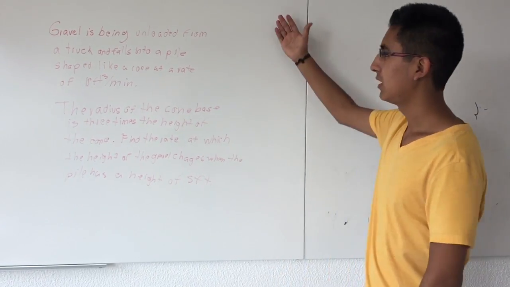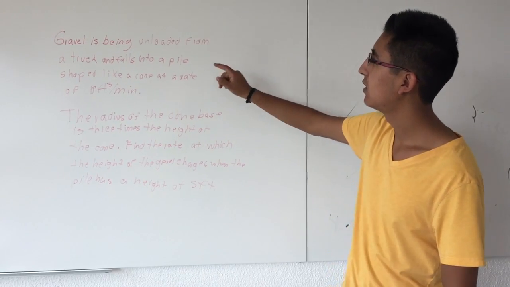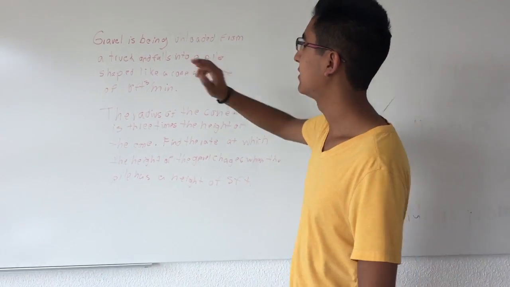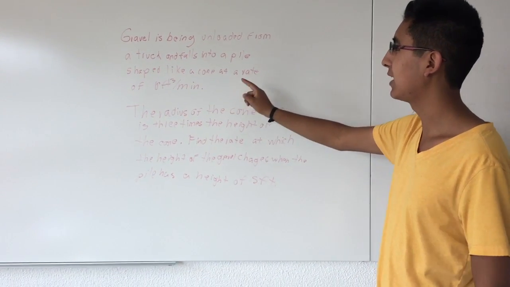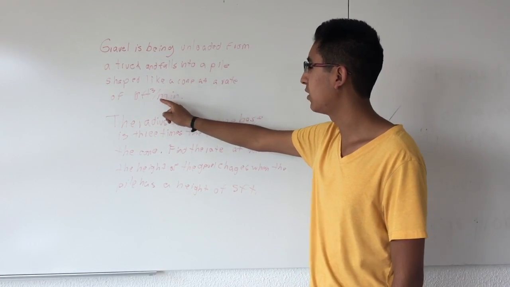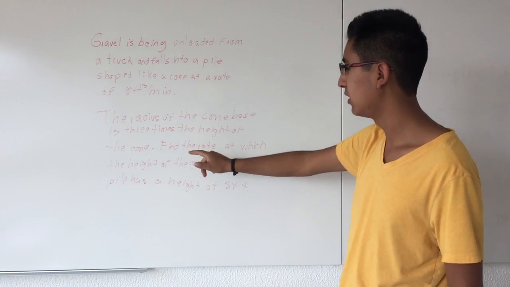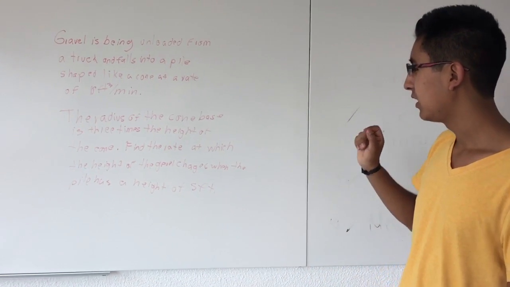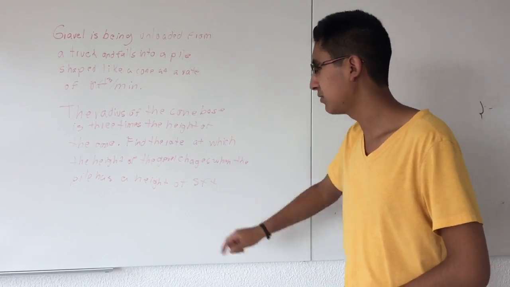Today we are going to solve this problem. The first step, obviously, is that we must read carefully each single word. The problem says, gravel is being unloaded from a truck and falls into a pile shaped like a cone at a rate of 10 feet³/minute. The radius of the cone base is 3 times the height of the cone. Find the rate at which the height of the gravel changes when the pile has a height of 5 feet.